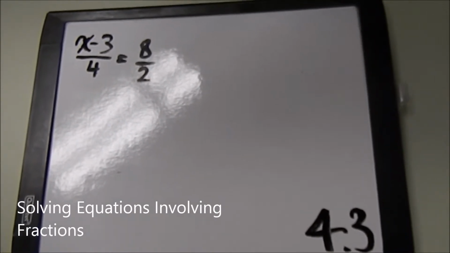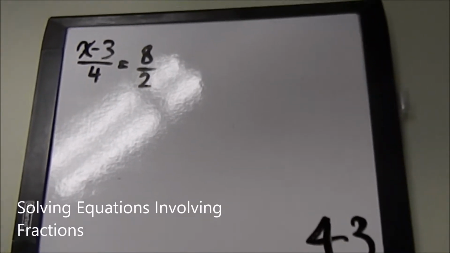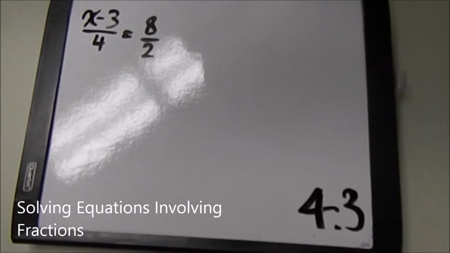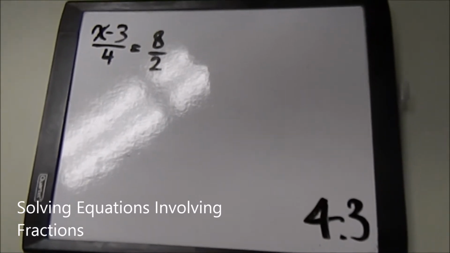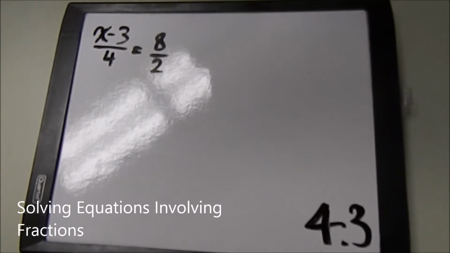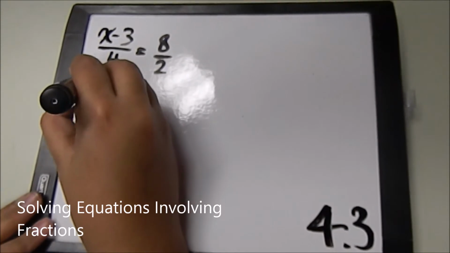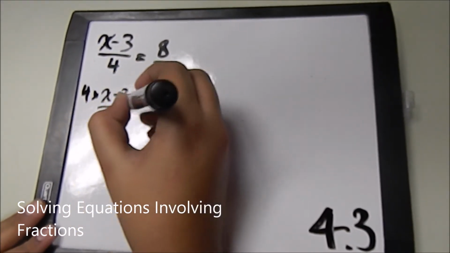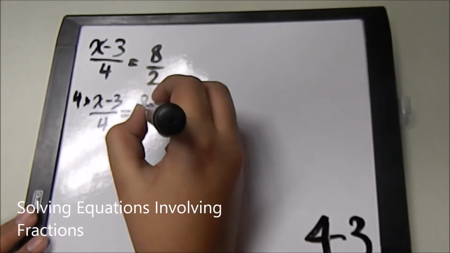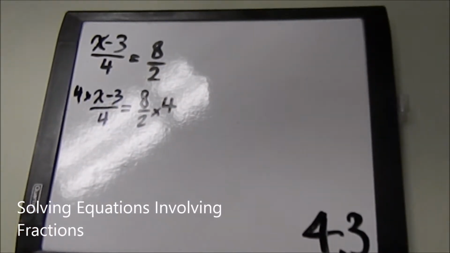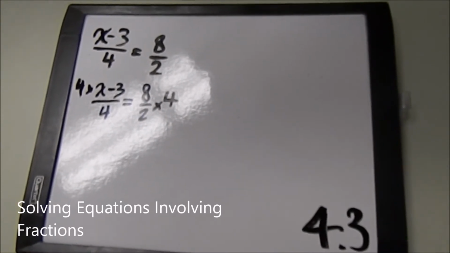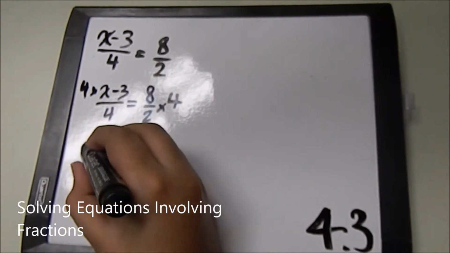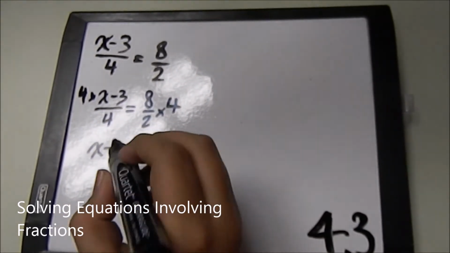4.3 Solving equations involving fractions. Take a look at this equation below. (x minus 3) divided by 4 is equal to 8 divided by 2. To find the answer, first multiply both sides by the lowest common denominator, which in this case is 4. 4 multiplied by (x minus 3) divided by 4 equals 8 over 2 multiplied by 4. For the left side, the multiplication of 4 cancels out with the division of 4, leaving you with x minus 3. And on the right side, you end up with 8 multiplied by 2.